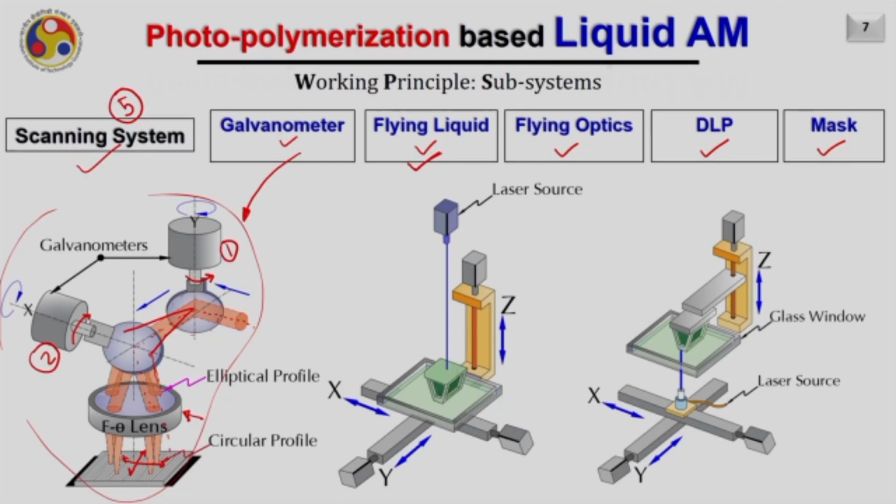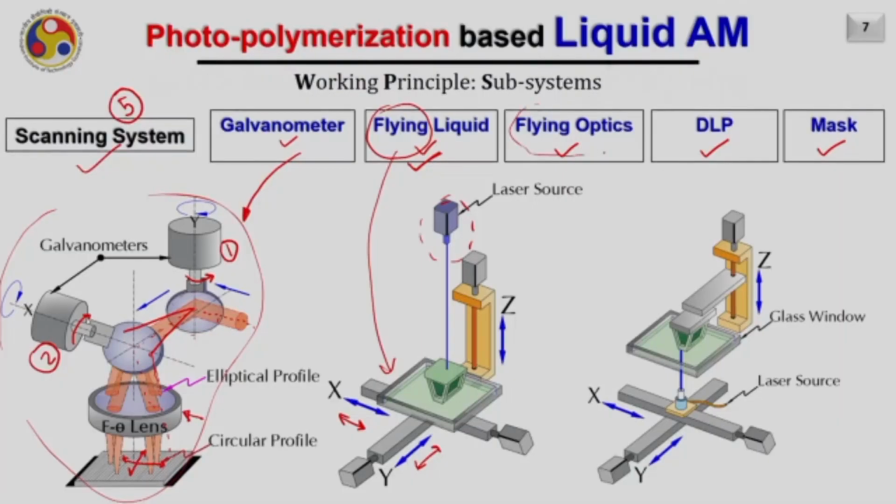In the case of flying liquid, the laser source remains stationary and the liquid bed moves in the x and y direction. That is why we are saying flying liquid, because right now we have XY motion with the bed. It is very similar to what I did here. I was moving the substrate back and forth when the light was stationary. If I move the laser beam or the UV light source, then it will be called flying optics.